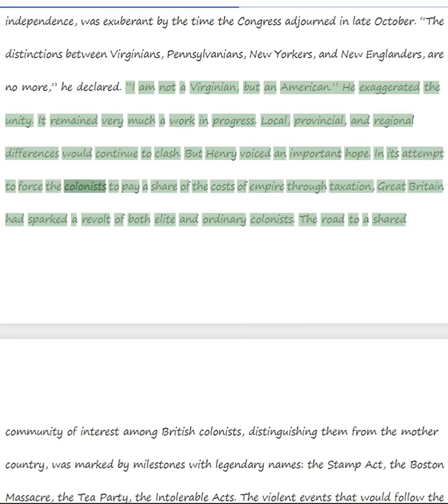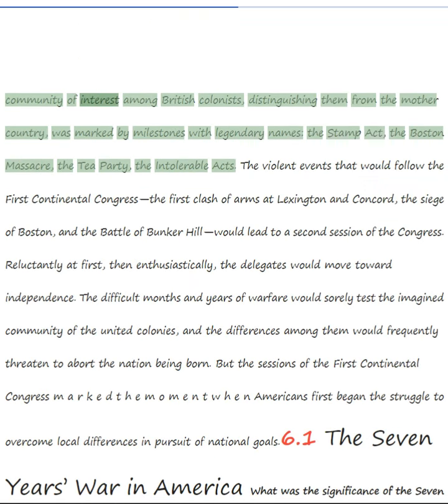In its attempt to force the colonists to pay a share of the costs of empire through taxation, Great Britain had sparked a revolt of both elite and ordinary colonists. The road to a shared community of interest among British colonists, distinguishing them from the mother country, was marked by milestones with legendary names: the Stamp Act, the Boston Massacre, the Tea Party, the Intolerable Acts.